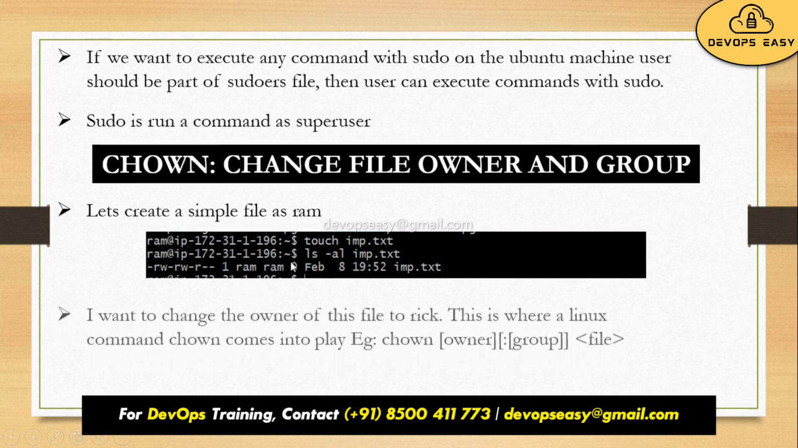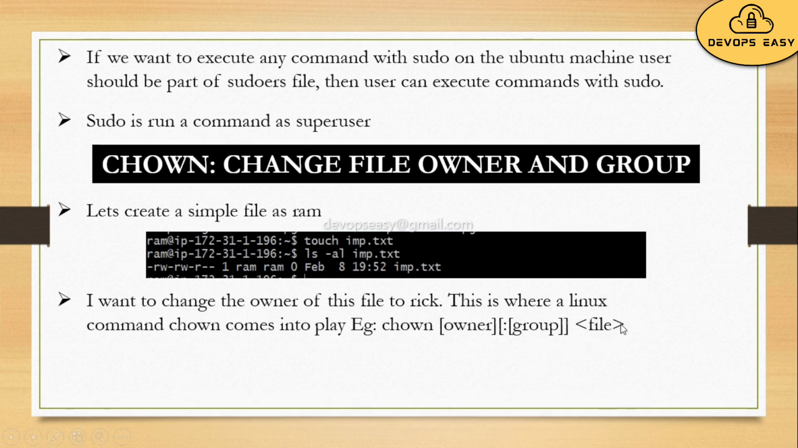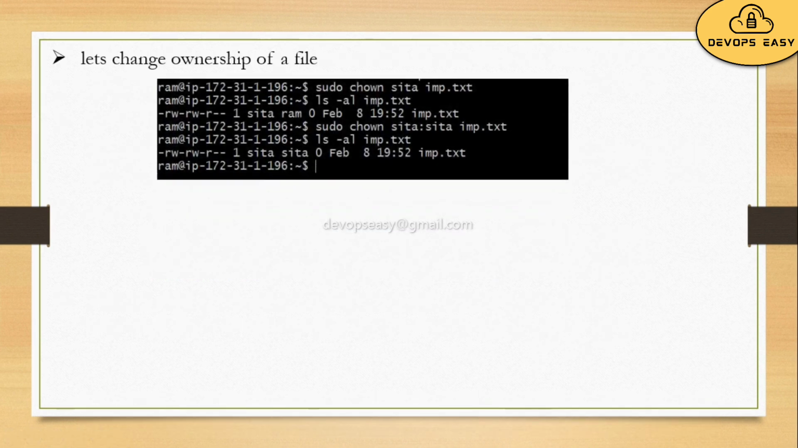If I want to change that owner, you need to execute the command chown owner:group filename. Okay, I will show you an example. If you see, I have done sudo chown sita important.txt. If I enter ls -l, you can see in the place of ram, sita gets added. If you want to set both user and group, then you need to use sita:sita. Then both user and group will get sita.